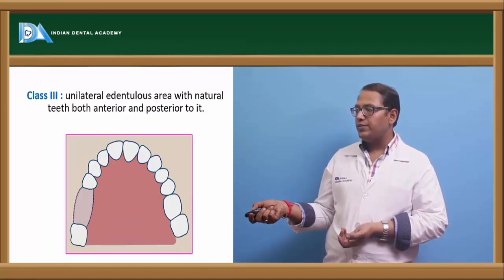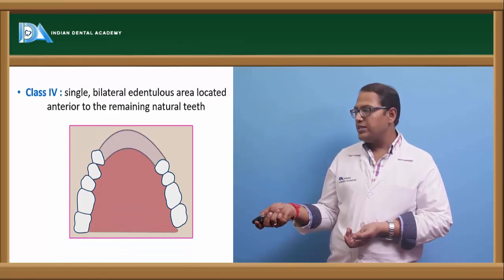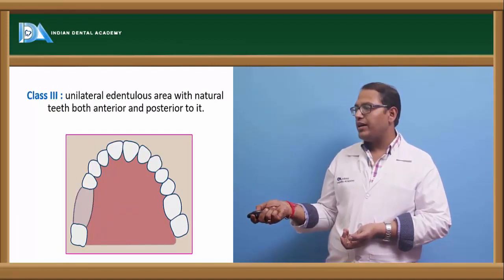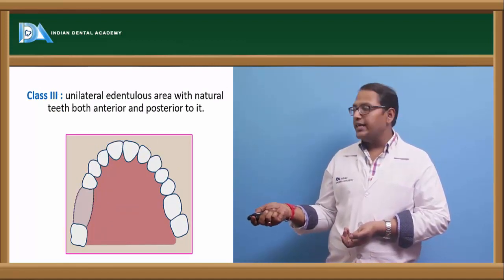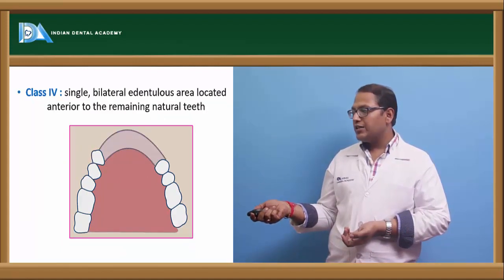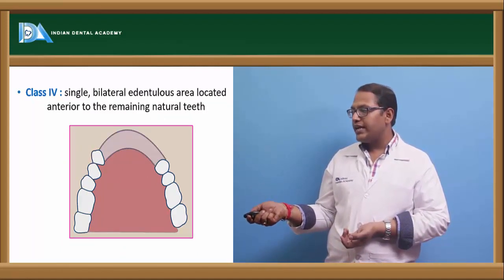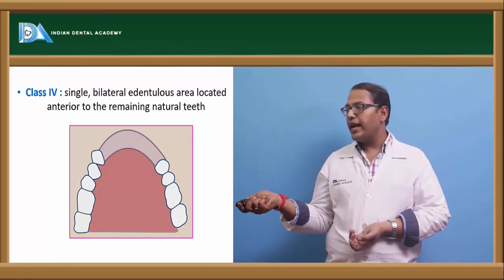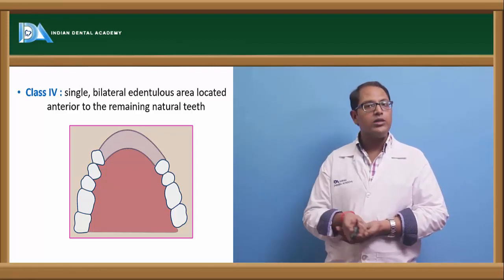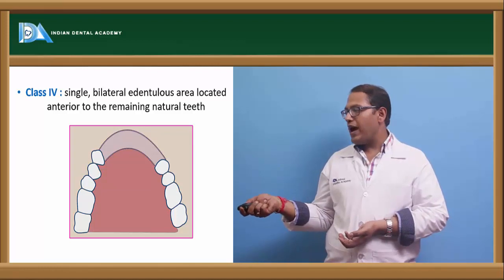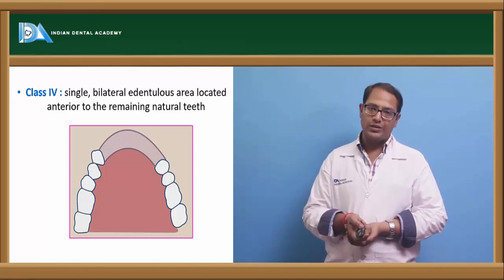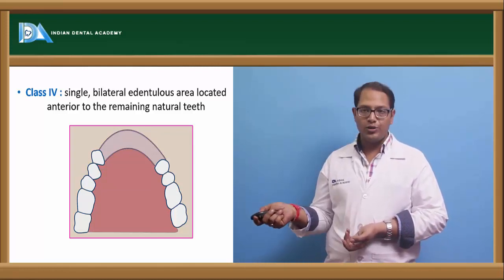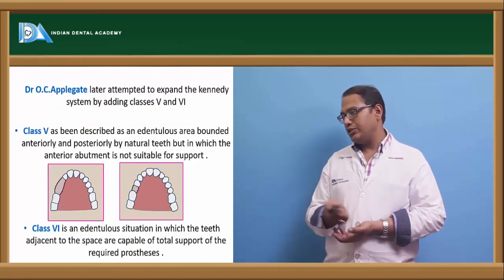Both are tooth supported. But what is the difference? The difference is class 3 is not where midline is crossed. It is unilateral. Whereas class 4 crosses the midline, both sides are edentulous, so it is bilateral. And moreover, class 4 can be called tooth tissue supported, because if it is a longer span, this is tooth tissue supported rather than just a tooth supported removable partial denture.